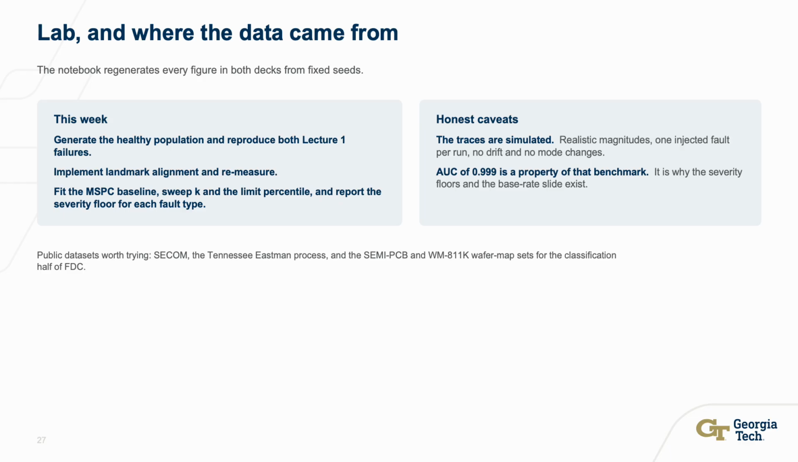Public databases, if you want something real for a project: CCOM, the Tennessee Eastman process, and the SEMI PCB and WM811K wafer map datasets, if you want the classification half of FDC rather than the detection half.